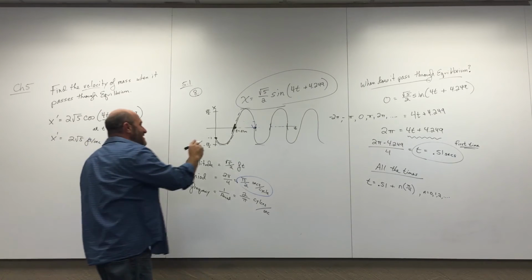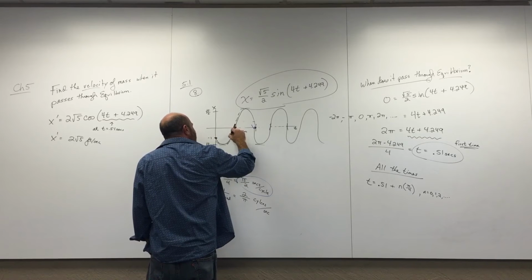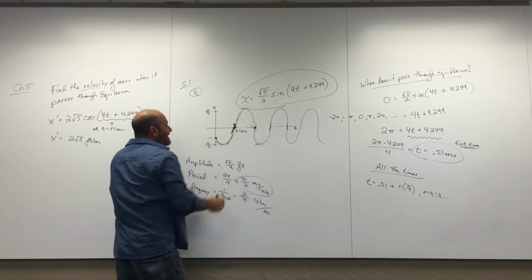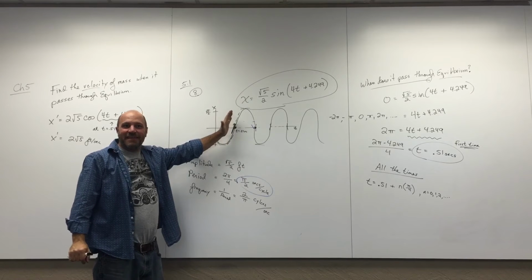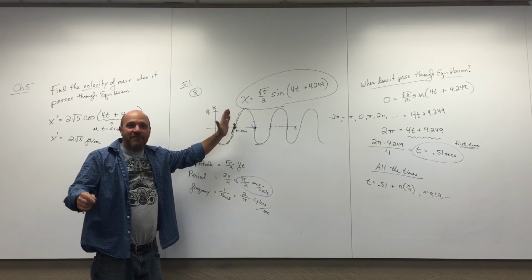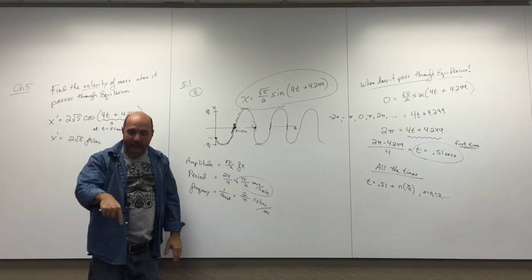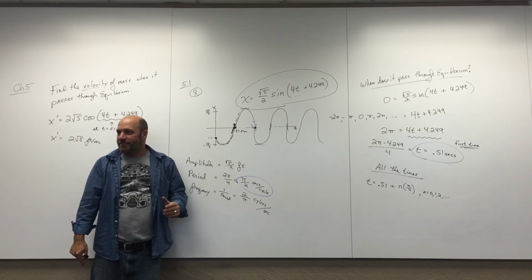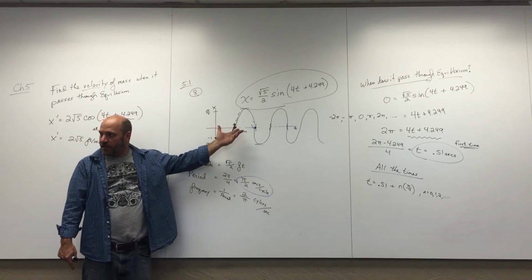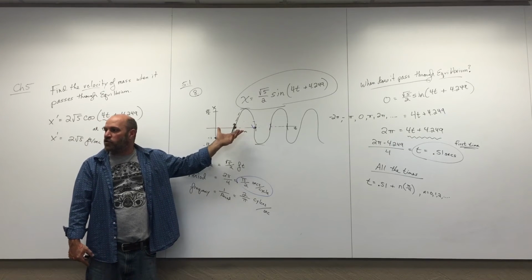On the graph, it's heading up, with a positive slope and a positive velocity. In life, it's going down, and down is positive. The graph is an upside down version of real life.